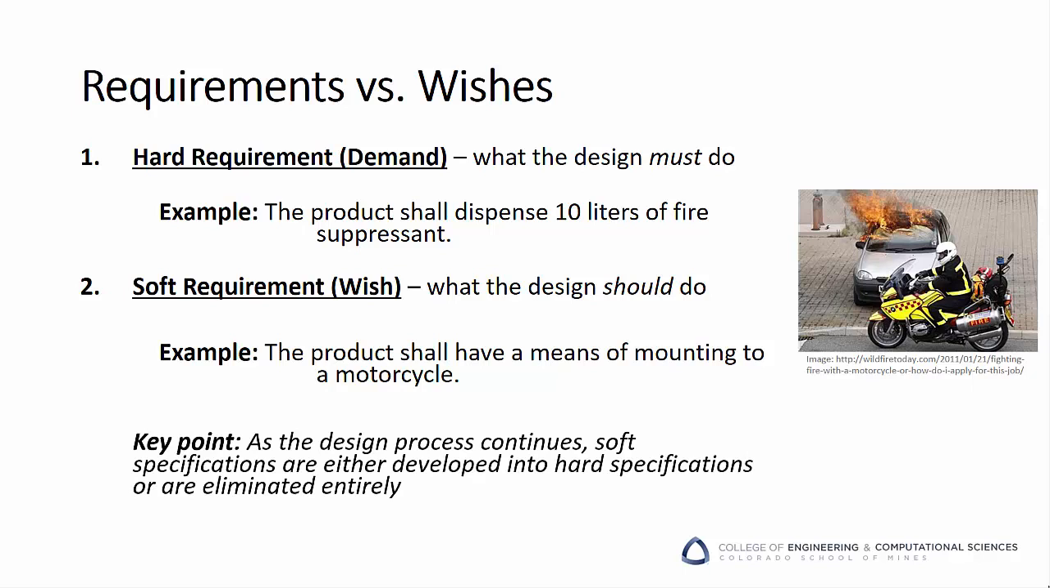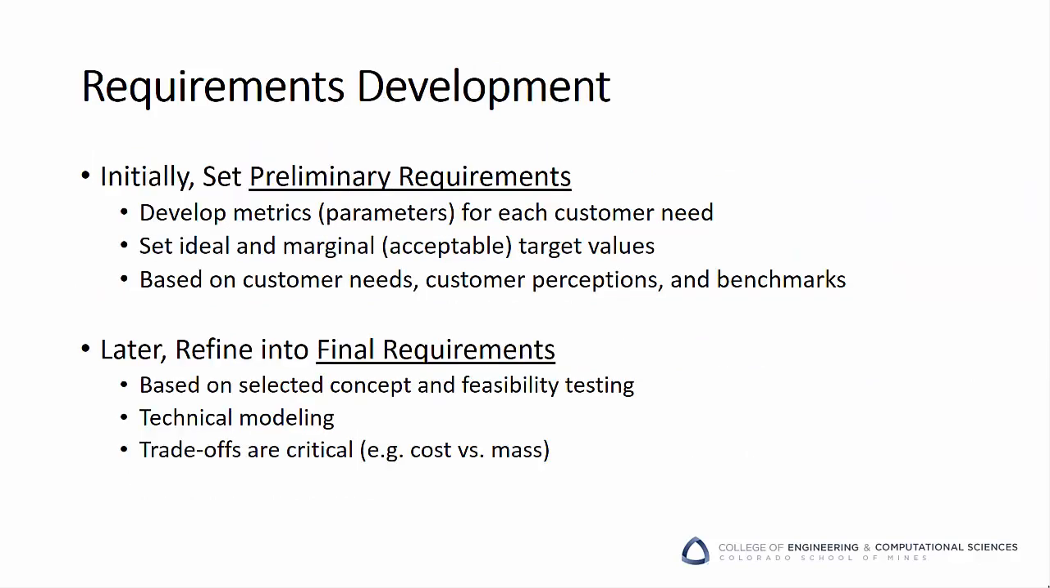And that's the key point here. As the design process continues, soft requirements are either developed into hard requirements or are eliminated entirely. Being more explicit, how do you accommodate wishes? Communicate and iterate. Initially, set preliminary requirements. Develop metrics for each customer need and set ideal and marginally acceptable target values. Later, refine those into final requirements. You will probably want to set a key date or review during your project to confirm and lock the project requirements.